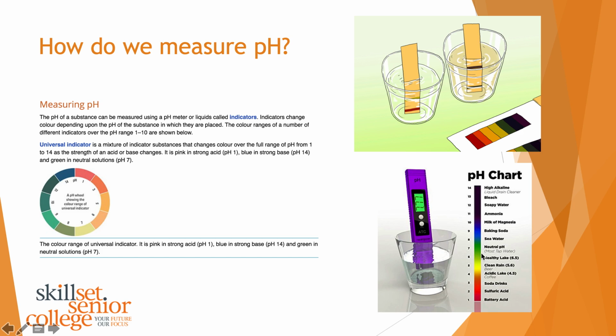And if you remember in term 1, we talked about the wavelength spectrum of light. It is the same spectrum here. So you have red on one side and blue on the other. And as we move through this, red being highly acidic, purple, ultraviolet almost, is highly alkaline or basic. So universal indicator is a mixture of indicator substances that changes colour over the full range of pH from 1 to 14 as the strength of an acid or base changes. It is pink in strong acid, a pH of 1, or blue in a strong base, and green in neutral solutions.